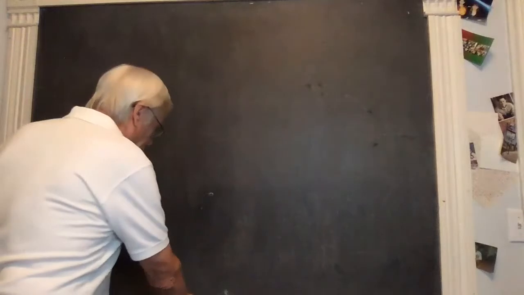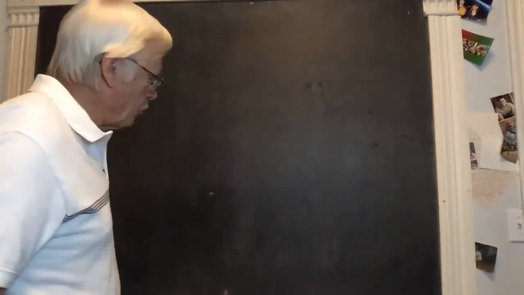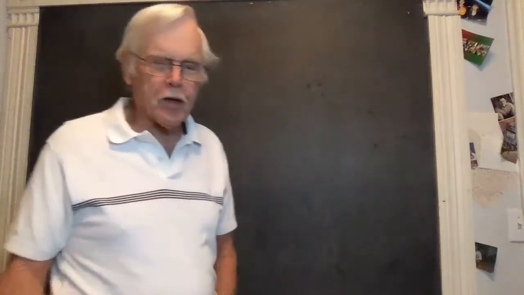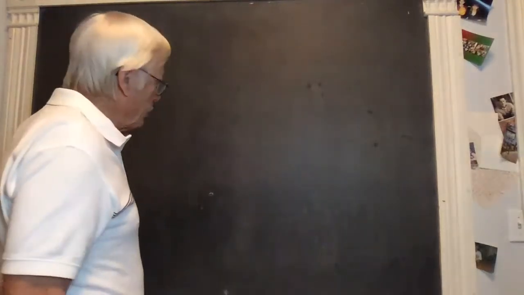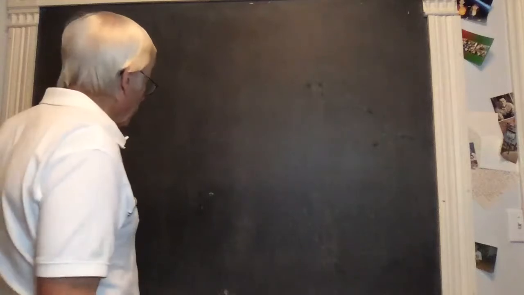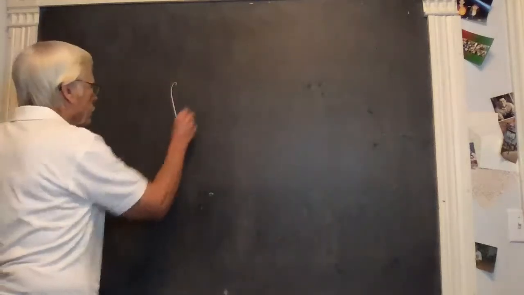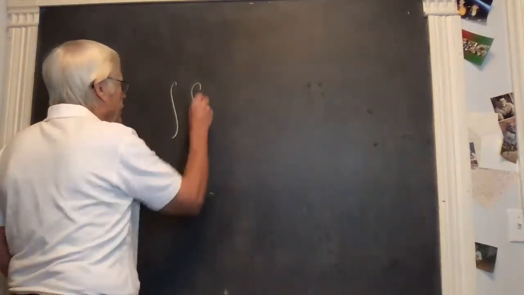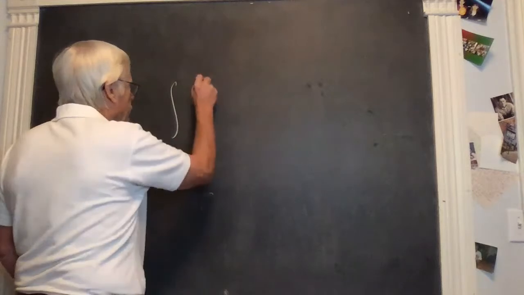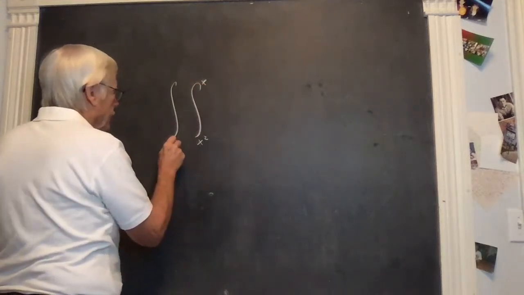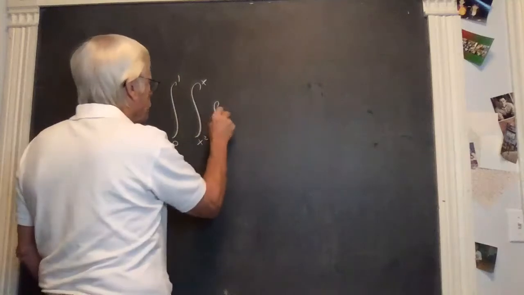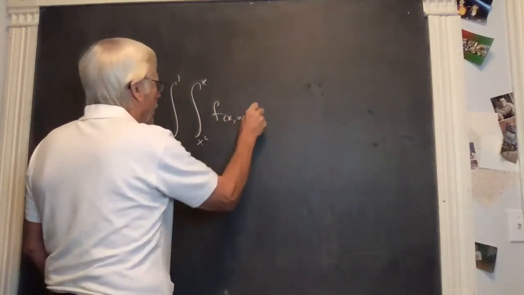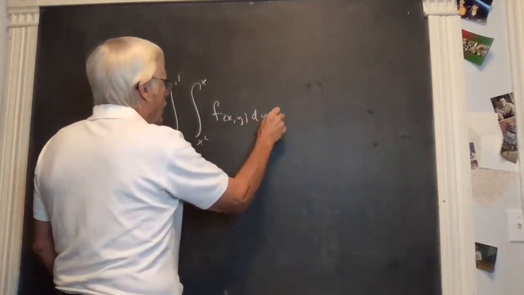Today, we're going to talk a little bit about what we started yesterday, and that is how do you integrate over a region that's not rectangular? There are several ways to do this. It can be complicated, but we'll start with the easiest. Let's suppose we're faced with an integral from 0 to 1, from x squared to x, of some function f of x and y, dy dx.